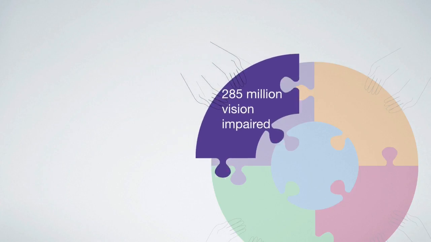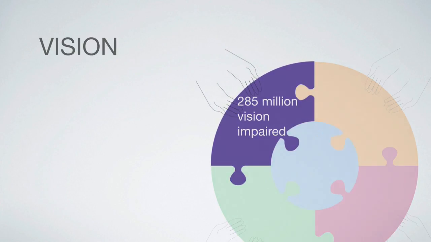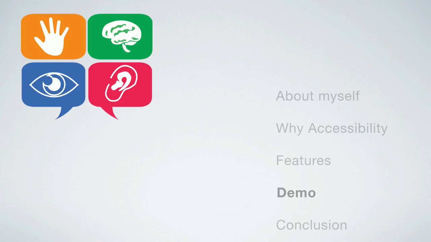Now that you know a little bit of the tools that help these people, let's explore an example around visually impaired people. I'll do it by demonstrating one of my apps, the one I told you about before, and making it accessible.